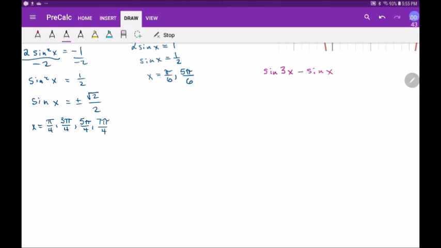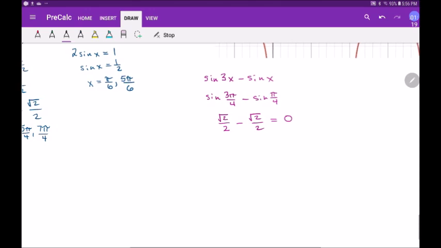Okay, what happens? Let's just plug in pi over 4. I get sine 3 pi over 4 minus sine pi over 4. Well, 3 pi over 4 is in quadrant 2, so it's still positive. It's the 45 degrees, so the sine of 45 is square root of 2 over 2, and it's also positive in quadrant 1. And when I do that, I get 0. So that's not okay. It's a solution, sure, but I can't allow it because it makes my denominator 0.